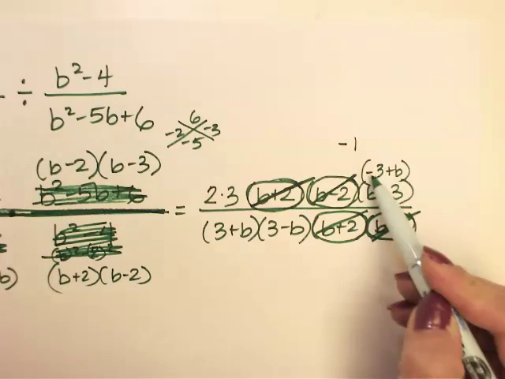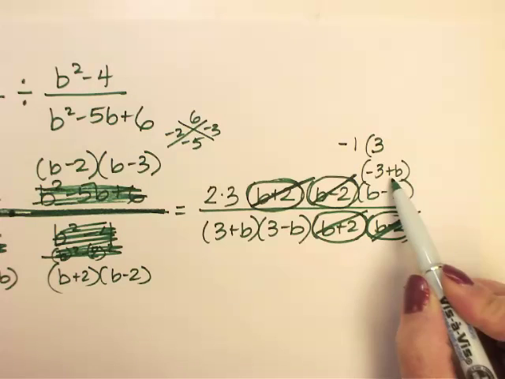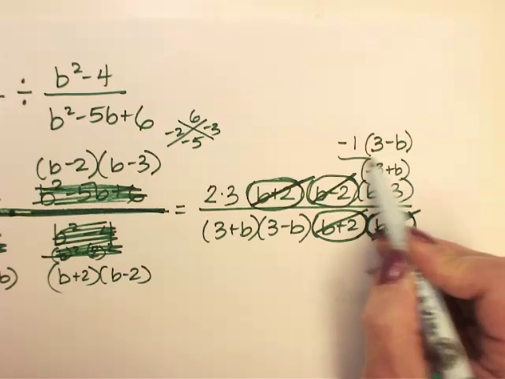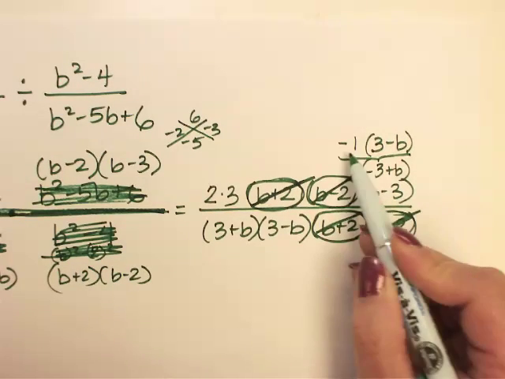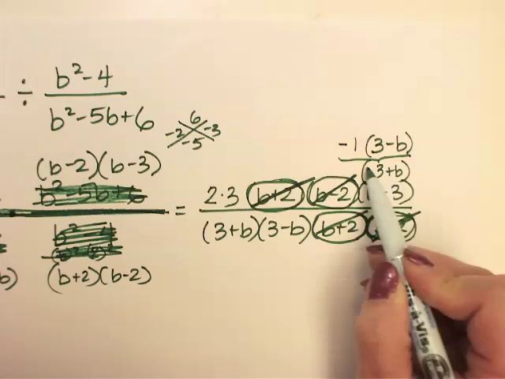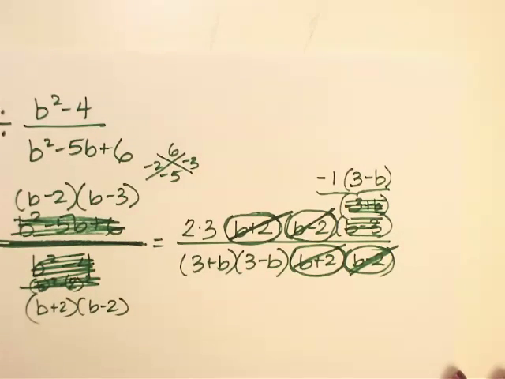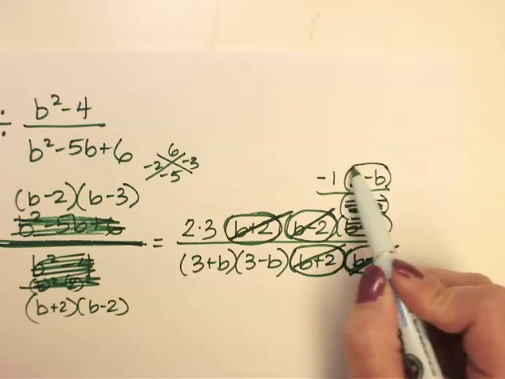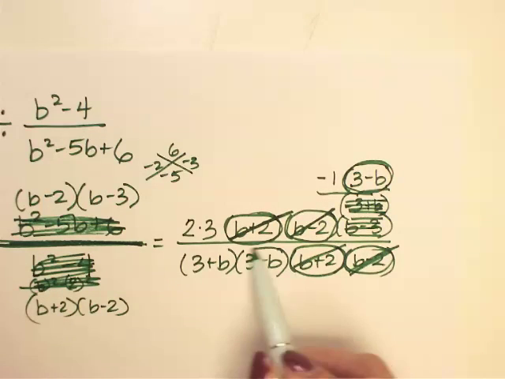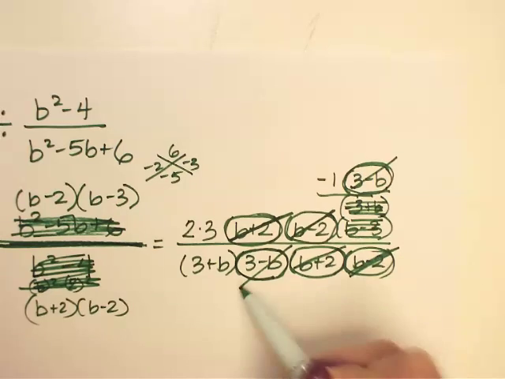If I divided this by negative 1, I would get a positive 3. If I divided this one by negative 1, I would get a negative b. And I would replace negative 3 plus b with a negative 1 times a 3 minus b. That would actually replace this. Now if I do that, do I have common factors again? Is 3 minus b the same as 3 minus b? They are the same. Now I can cancel that one out.